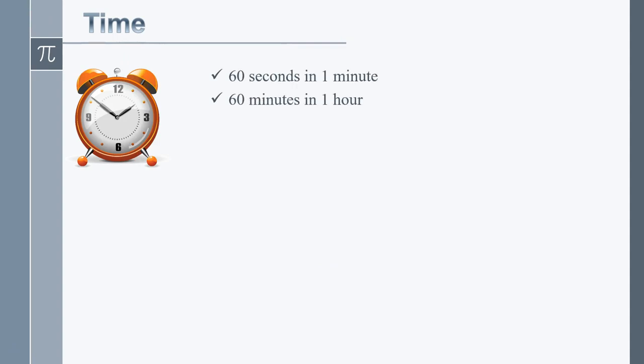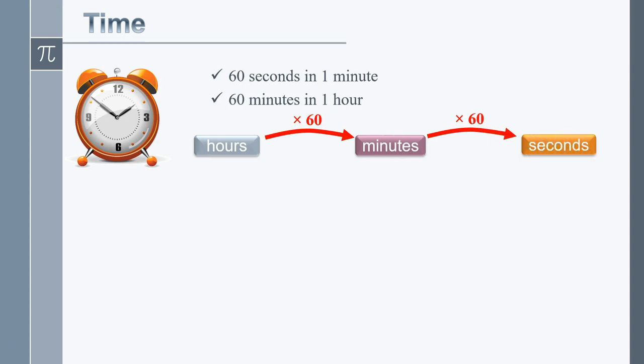And finally, let's have a look at units of time. So 60 seconds in a minute, 60 minutes in an hour. Now, with this one, because it's not based on a power of 10, you've got to be a little bit more careful in places. So times by 60 going one way, divided by 60 going the other way.